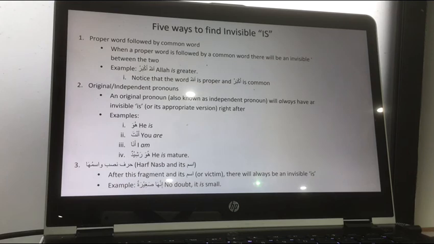Also, the second trick is that whenever you see an independent pronoun like huwa, huma, hum, anta, antum, antuma, ana, nahnu, all these things, right away you put an "is" or an "are" or an "am". When you see an independent one, not the attached one. That's our second clue. Number three, whenever you see a harf of nasab, if it is starting with the harf of nasab or it's in the middle or somewhere after the harf of nasab, you put definitely an "is" or an "are", whatever it is. But you must put that one.